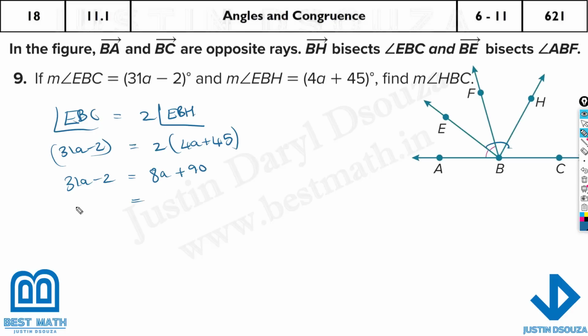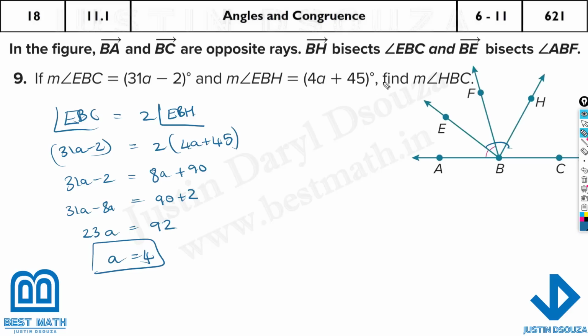Let's take 8a to the other side. It'll be 31a minus 8a, and 2 to the other side, it's going to be 90 plus 2. Here we will have 23a equals 92. 23, 46, 69, 92. Yes, a equals 4 here.